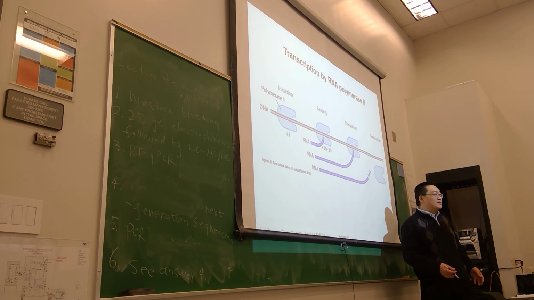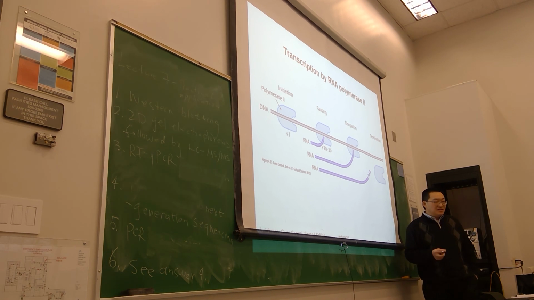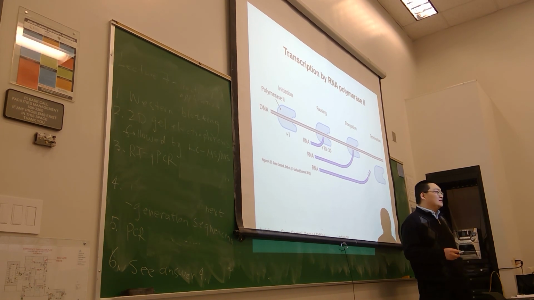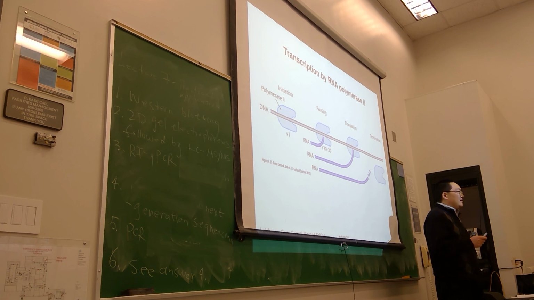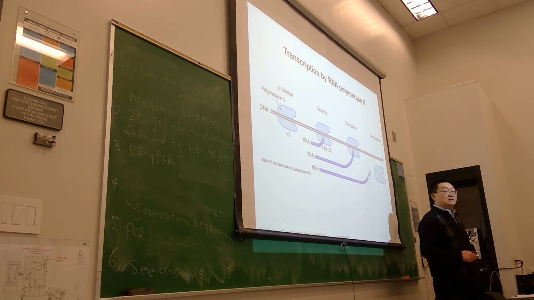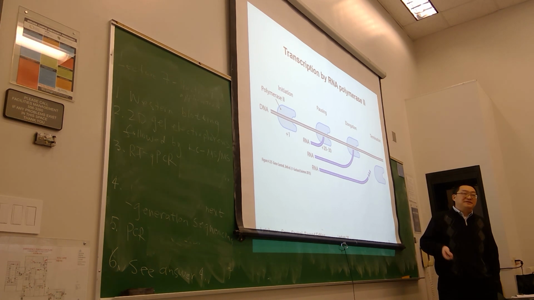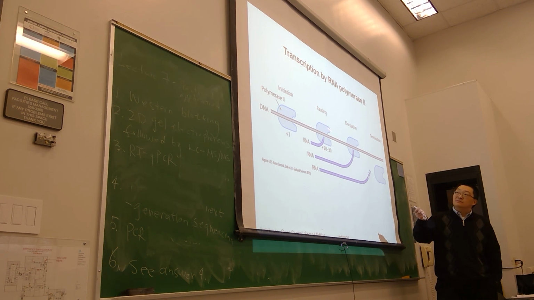Transcription is basically a review. It's a very complicated process, but as we know, transcription has three steps: initiation, elongation, and termination. But in mammals, in the last few years, they found another interesting phenomenon called pausing. Here I'm talking about initiation in terms of pausing.